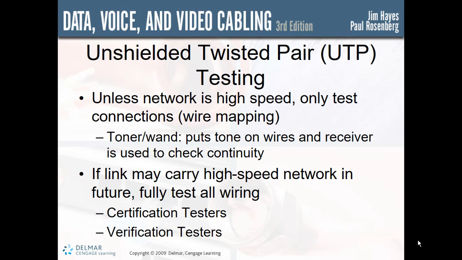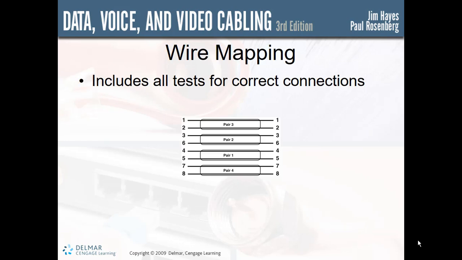Most testing today, with the exception of simple wire mapping, is done with automated testers of two types called certification testers and verification testers. Certification testers are pre-programmed to perform tests to the exact requirements of TIA cabling standards. These instruments test wire mapping, length, attenuation, and crosstalk according to the methods specified in the cabling standards. Verification testers run actual network protocol tests over the cabling to ensure the cabling will carry network traffic without errors.